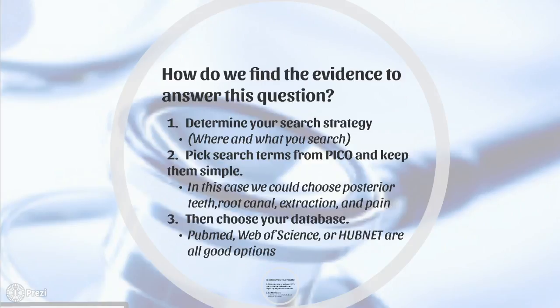To answer the question, you can: 1. Determine your search strategy, where and what you search. 2. Pick search terms from PICO and keep them simple. In this case, we could choose posterior teeth, root canal, extraction, and pain. Then choose your database. PubMed, Web of Science, or HubNet are all good options to use.